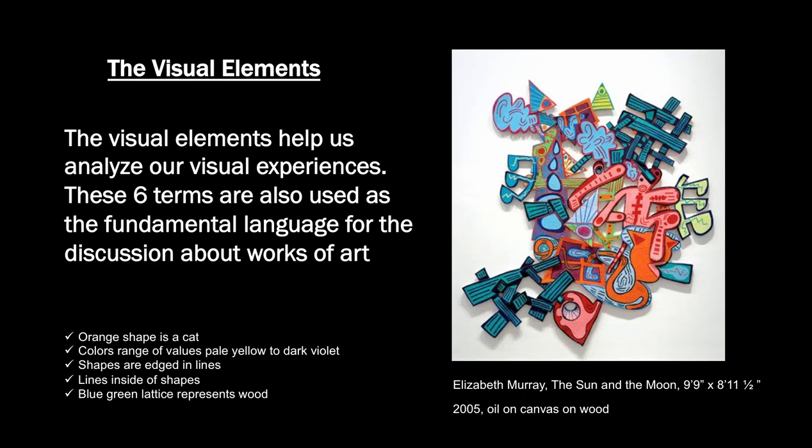The visual elements help us to analyze our visual experiences. Those 6 terms are also used as the fundamental language for the discussion about art. And the piece of art that you see to the right here, the artist has used interesting color to define the shape of a cat, lines to help us understand that this is a piece of wood, shapes to also help us to understand those are musical notes. Outline here looks like a puff of smoke.